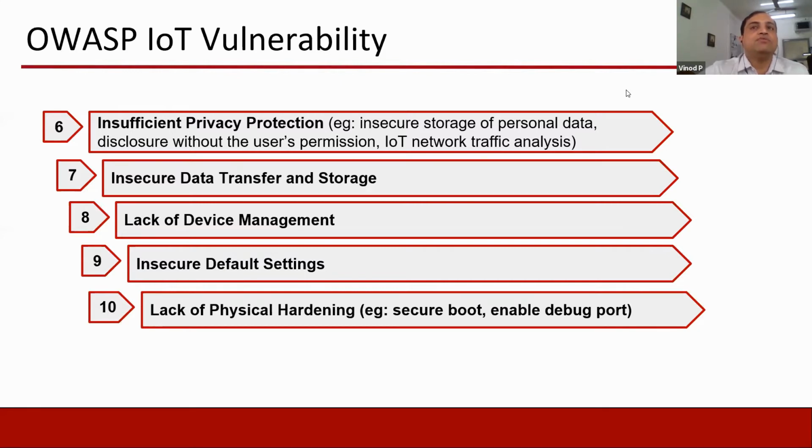Then we have insecure default settings. For example, a bad file system being exposed with read, write, execute permissions for a particular service, which should not happen. And finally, there is a lack of physical hardening, because that means secure boot is not enabled. So all these things will give attackers a lot of backdoors to compromise the system. These are the top 10 OWASP IoT vulnerabilities that have been listed in the year 2021.